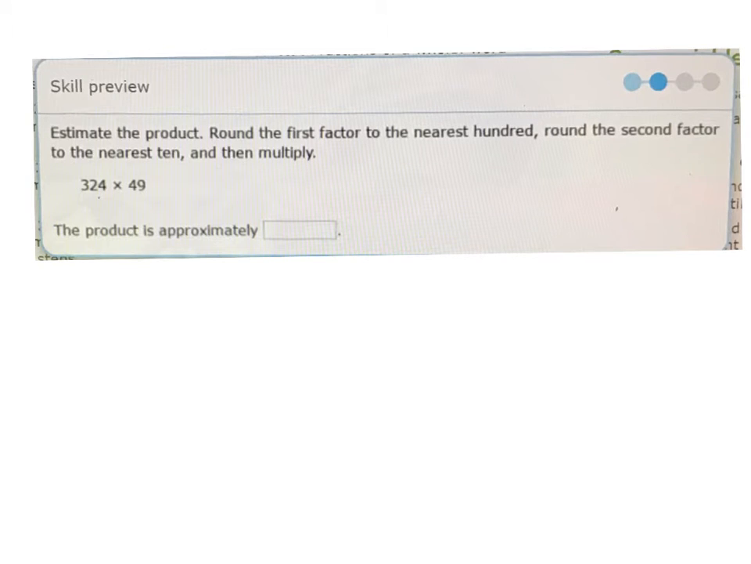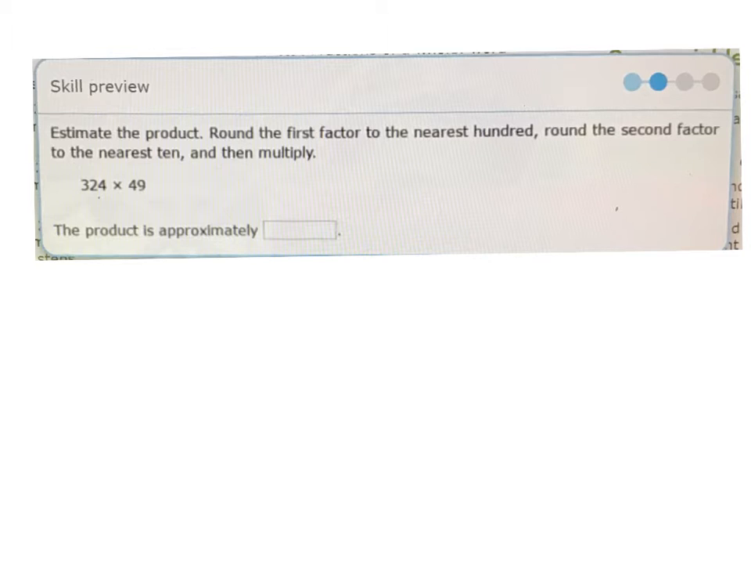In this video, we're going to talk about estimating products using rounding. So this first example says, estimate the product. Round the first factor, 324, to the nearest 100. Round the second factor, 49, to the nearest 10, and then multiply. Again, if you're comfortable with your rounding, this should be pretty straightforward.